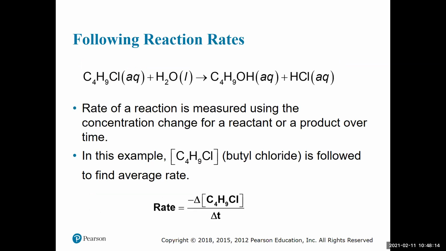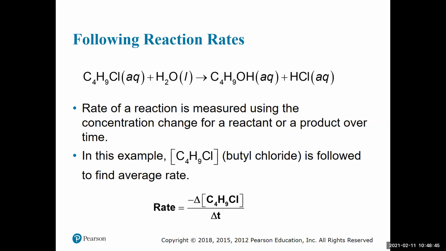So we have butyl chloride, which is C4H9Cl, plus water to give us butanol, C4H9OH, plus hydrochloric acid, HCl. And so what we can do is we can calculate reaction rates for the reactants or products. And down below, we have an example of what that rate would be for butyl chloride.